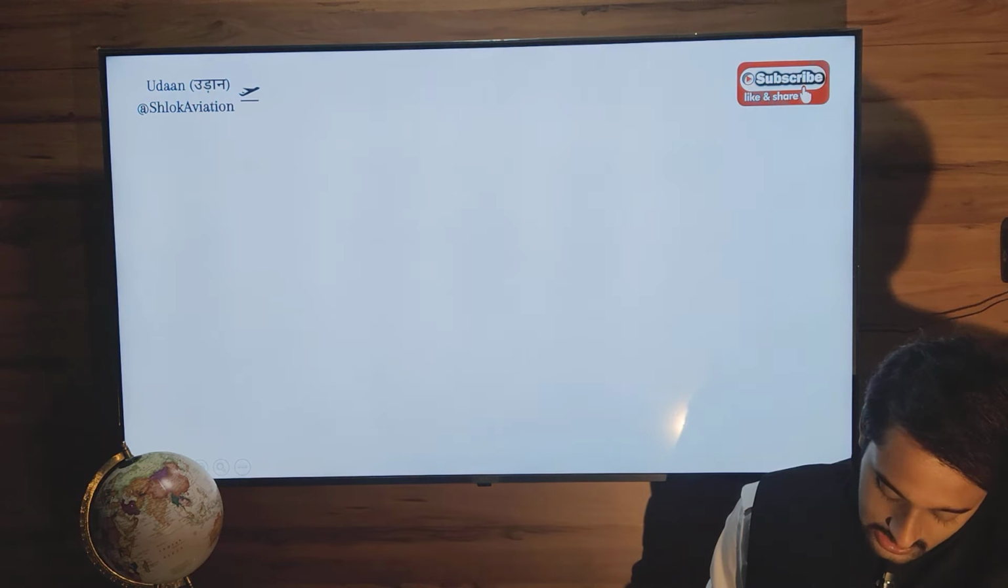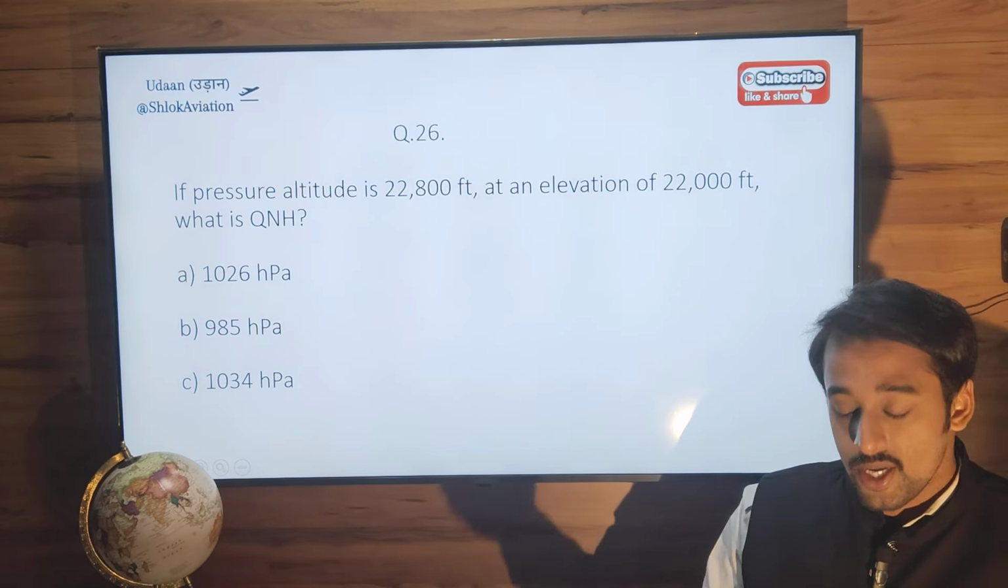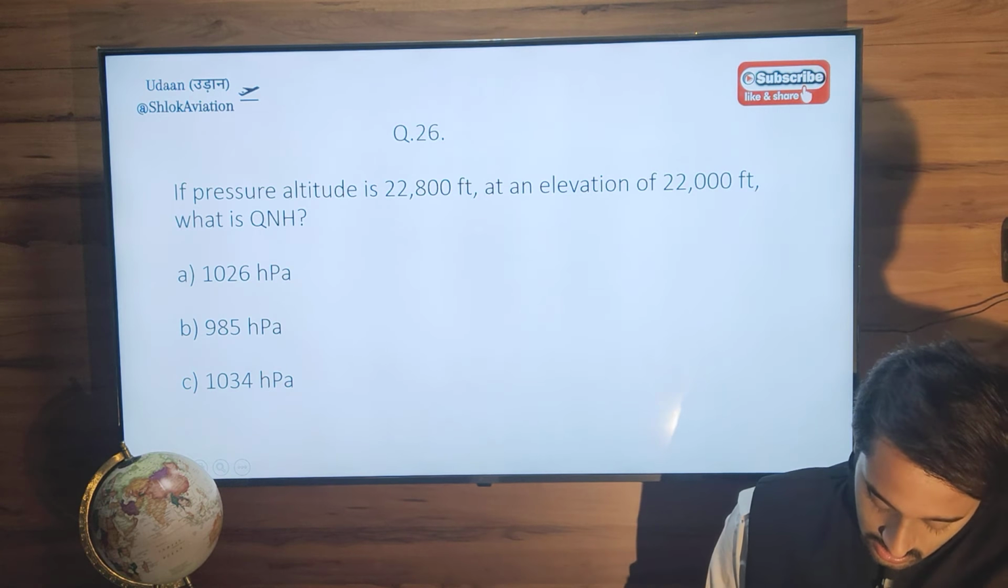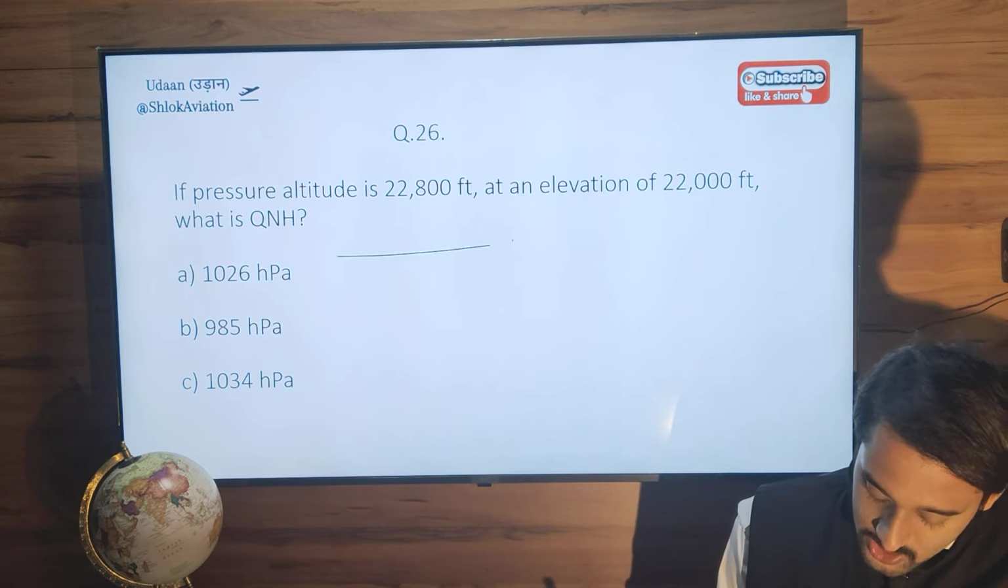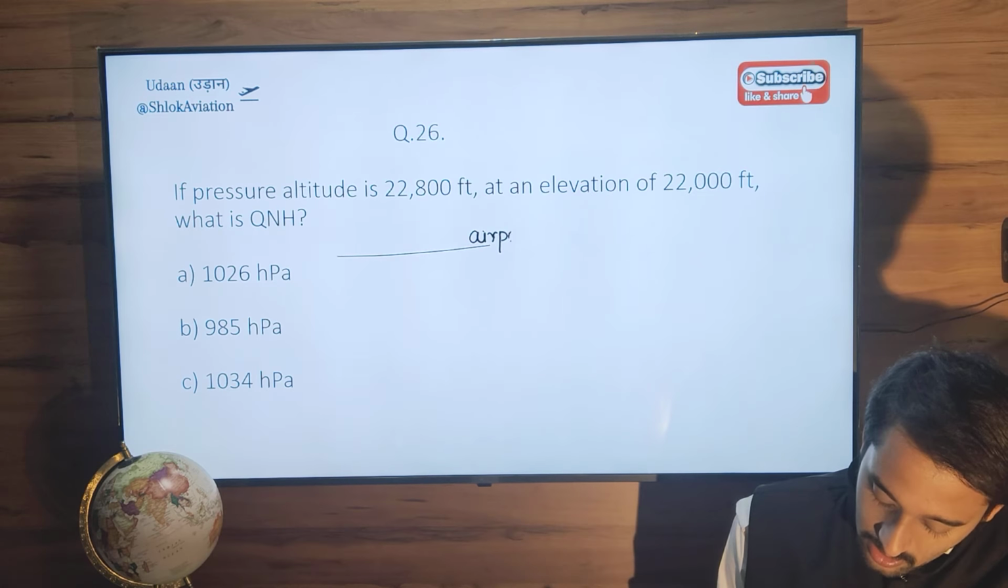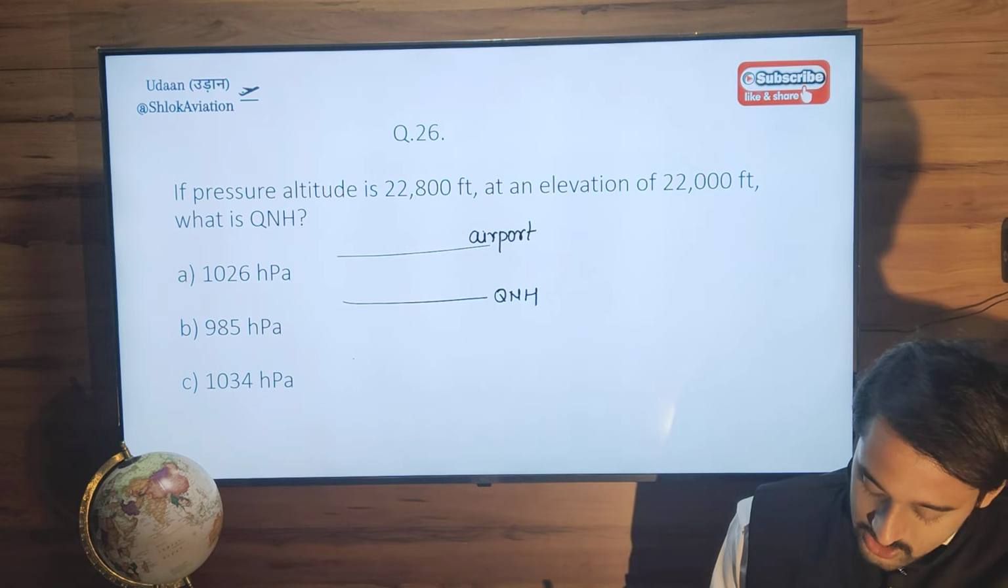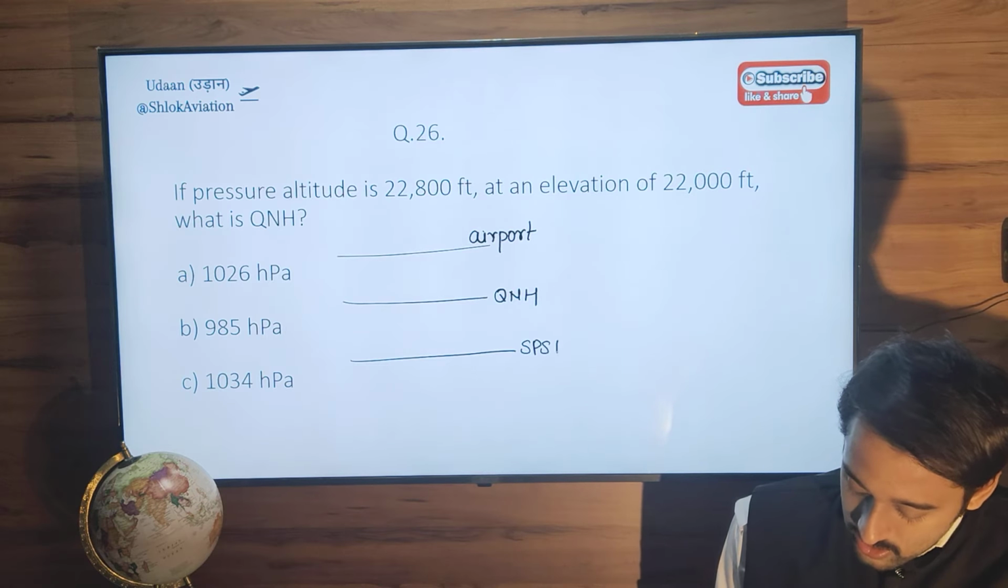Let's go to question 26. Pressure altitude is given to you. Elevation is given to you. You have to find QNH. Now this is the reverse of the previous sum. This is your airport. This is your QNH. And this is your standard pressure setting 1013.